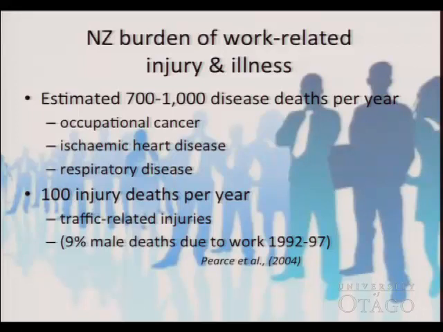So it's estimated about 700 to 1,000 disease deaths occur per year, predominantly occupational cancers due to solvent exposures, for example, other chemical exposures, ischemic heart disease from the likes of stress and chemical exposures, and respiratory disease from dust exposure, chemical exposures and the like. And then we have about 100 injury deaths per year, and this is purely just of workers. We're not considering bystanders or any other groups that may be injured or killed in a work context.